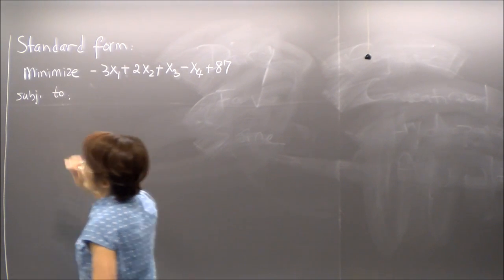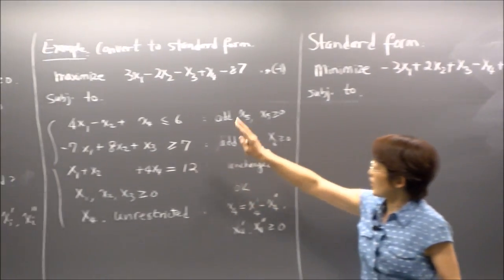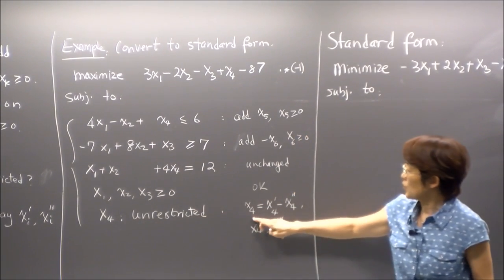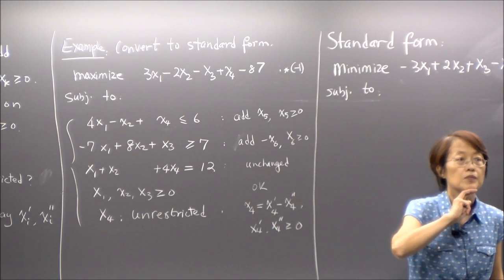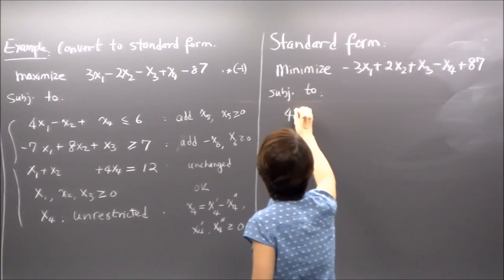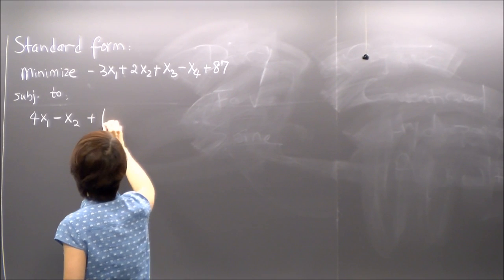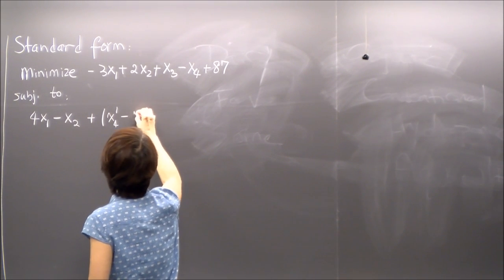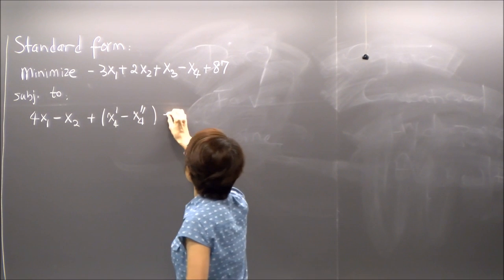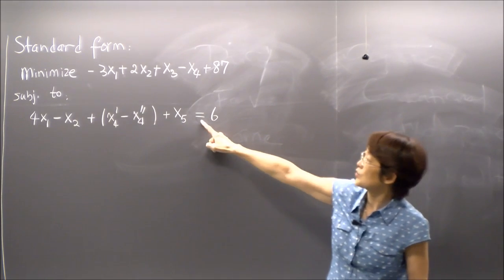So subject to, now we have to deal with the constraints. You know you have to add x5 to the left-hand side and change it into equal, but in this first equation I also have an x4. I know I have to replace it with two artificial variables. Is that right? You have to put all these in. So now the first constraint becomes the following: 4x1 minus x2 plus, now the x4 will have to be changed into x4 prime minus x4 double prime. Is that clear? And then I need to add a slack variable, x5, and this equals 6, and change that into an equal sign.